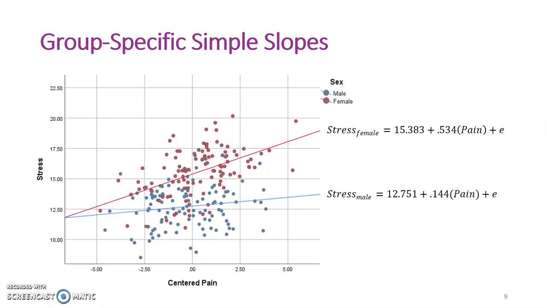And then if we look at the male simple slope, we can see that where centered pain is equal to 0, it crosses that 0 point when stress is equal to just above 12.5. And then also we can see that the pain slope is a little bit smaller for this line. And so the line is a little bit flatter.